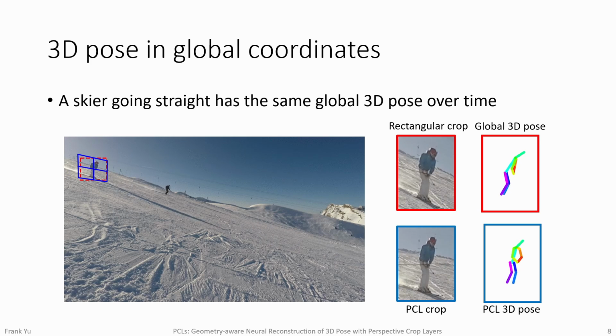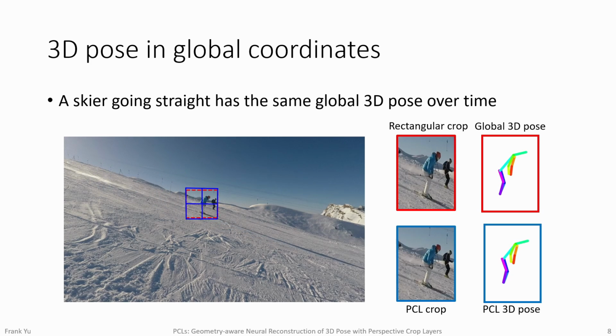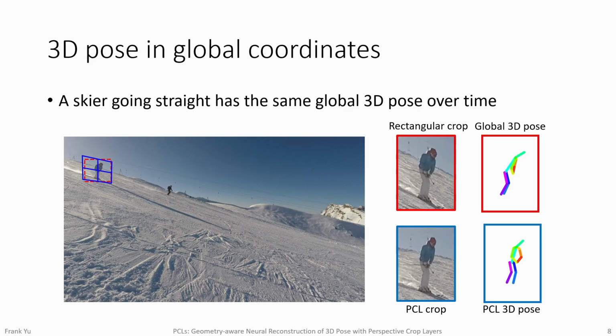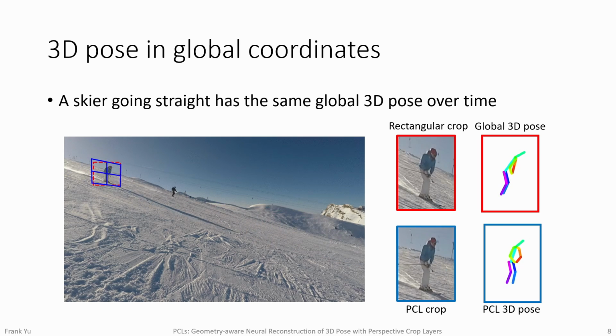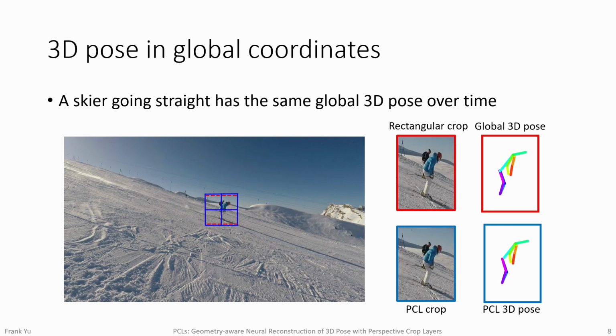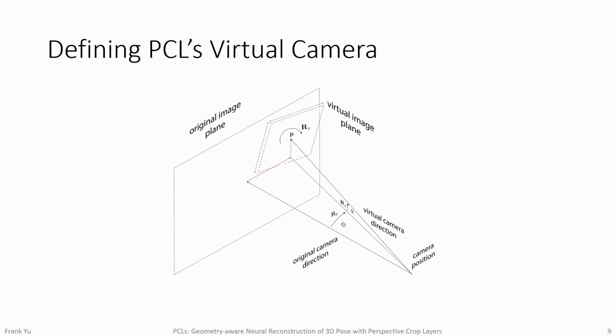Another aspect that is lost when taking a rectangular crop is that the global pose no longer matches the cropped image. If we take a look at the rectangular crop and the global pose, you notice that they are misaligned at the edges of the frame. PCL accounts for this with a change of view direction. To perform this perspective change, we first define PCL's virtual camera at the same location as the real camera with its direction pointed at the subject.